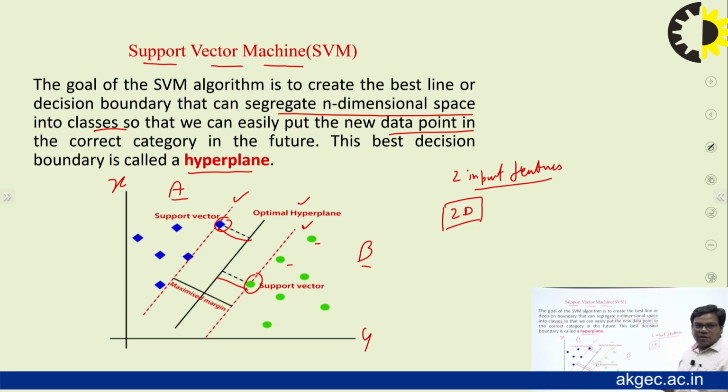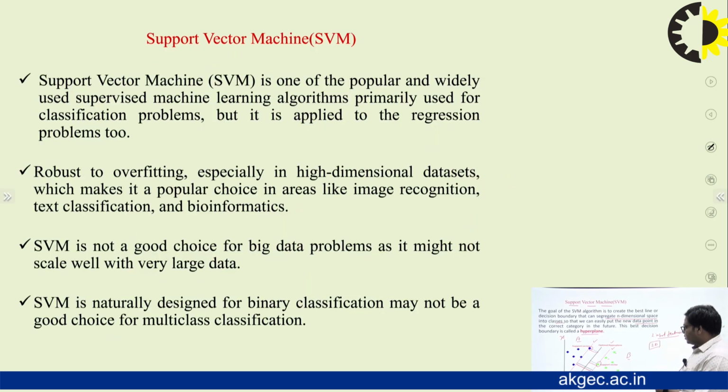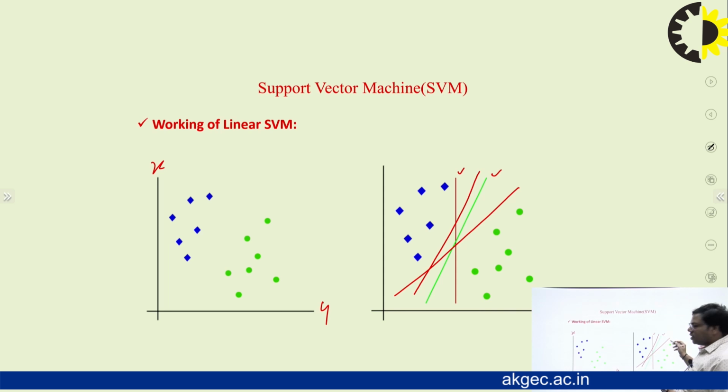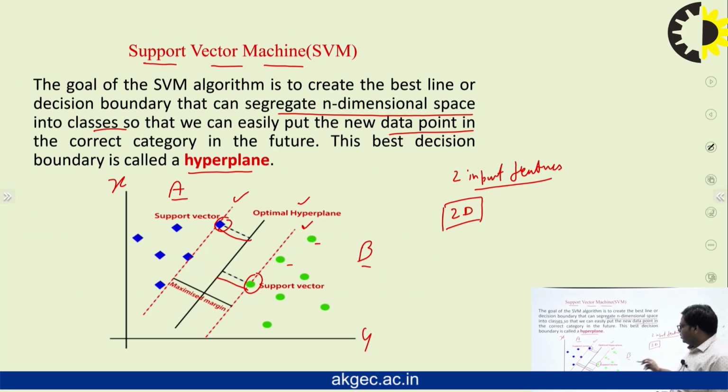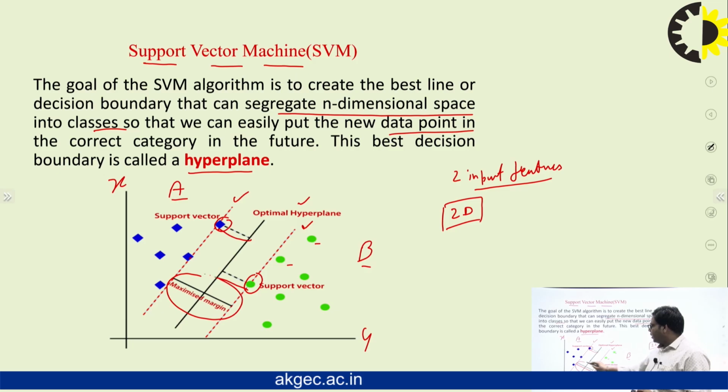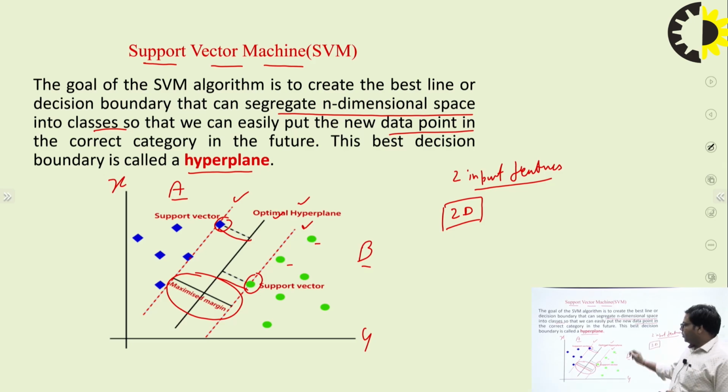So the choice of the plane, as I discussed here, multiple lines can be drawn, multiple planes can be drawn between the two classes, but which one to be chosen is decided on the basis of this margin. The whole idea is to maximize this. The margin should be the maximum. So we need to identify a hyperplane which has the maximum margin, so we can choose that plane as an optimal hyperplane for our problem. So this is the whole idea.